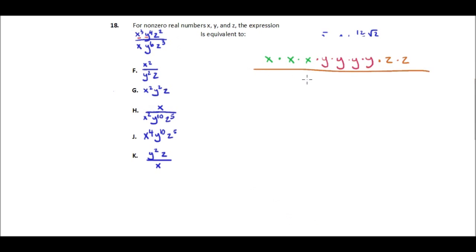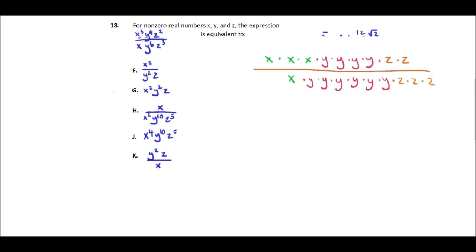So then let me draw the line, and then underneath, going back to the x's, I've got just the 1 x, and then I've got 6 y's. So that's times y times y times y times y times y and times y, and then I've got 3 z's, so that's times z times z times z. There's my problem. So sometimes it's simple just to visualize it this way. So let's check it out.